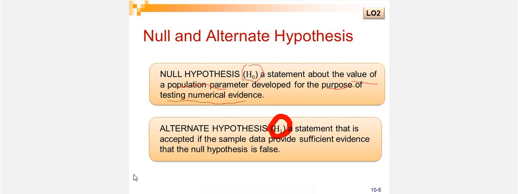Alternative hypothesis. Alternate hypothesis H1, a statement that is accepted if the sample data provides sufficient evidence that the null hypothesis is false. Okay, thank you, Candy. So they have alternative hypothesis. That means we accept if the data gives sufficient evidence that the null hypothesis is false. The null hypothesis is not accepted, we accept the H1.